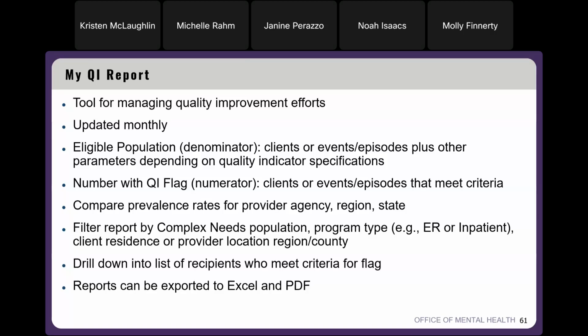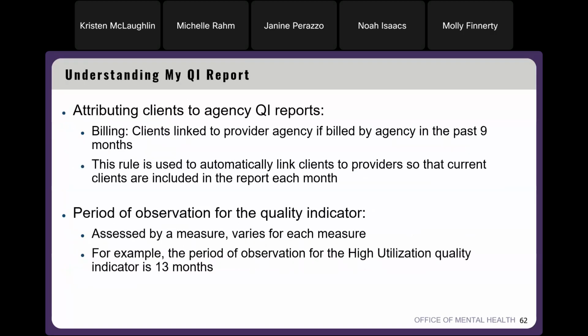You also can filter the MyQI report on different types of filters. And one of the new filters that we recently added was the complex needs population. So you're going to be able to filter each of the different indicators based on the people that you have served in the past 9 months who are also considered complex needs. All right, and then you can drill down, as I mentioned, to see the recipients who match the criteria, and all of our reports can be exported.